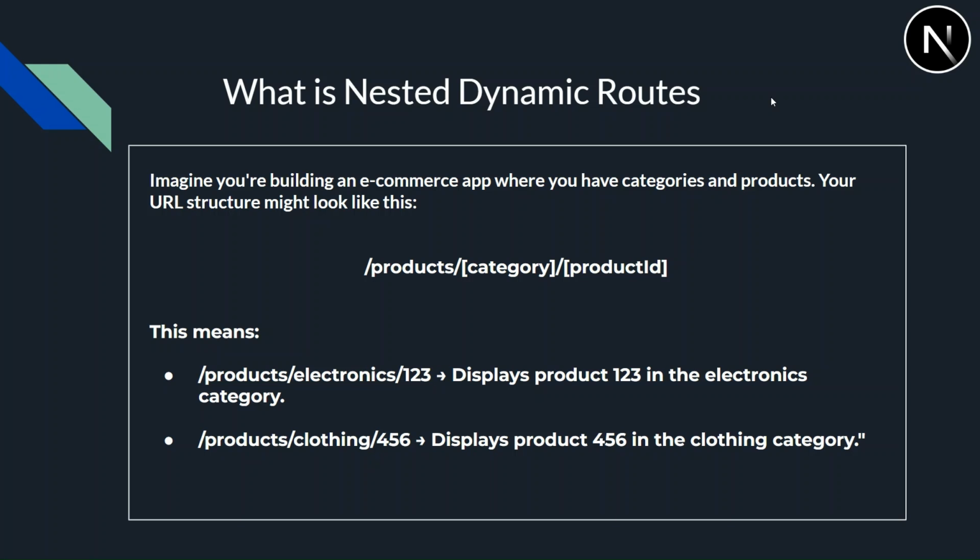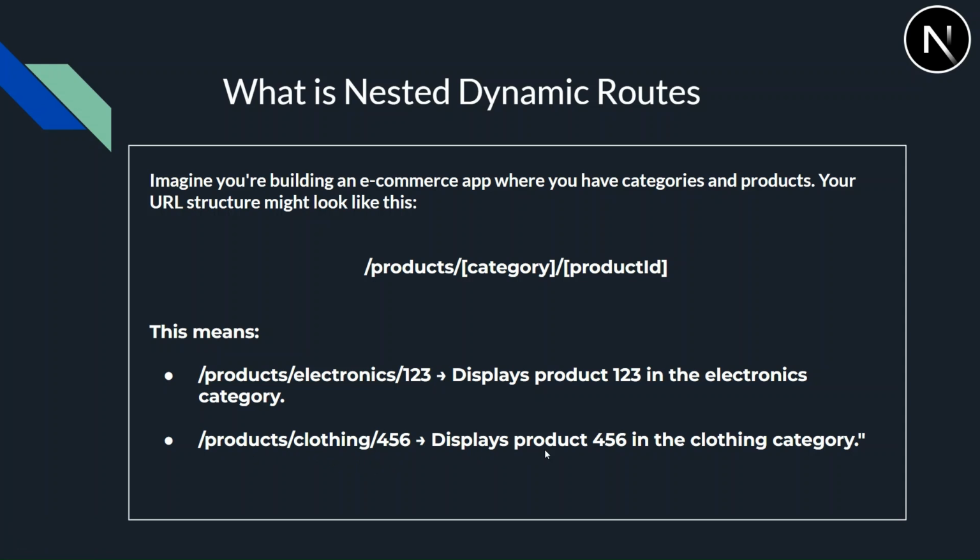Imagine you are building an e-commerce application where you have categories and products. Your URL is something like product/category/productID. This means product/electronics/123 displays product ID 123 in the electronics category. While if we have another route, product/clothing/456, it displays product 456 in the clothing category. So these are the nested routes which we use to build in this Next.js application.